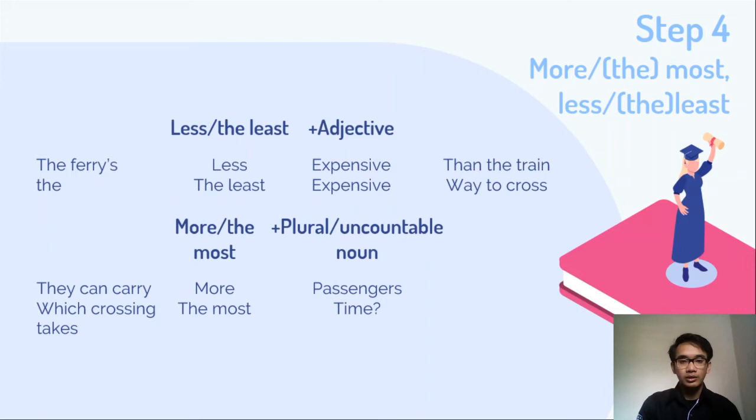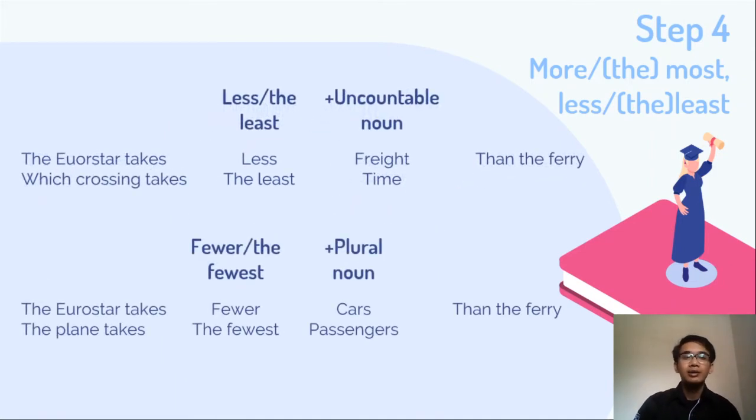Next, more or the most plus plural or uncountable noun. They can carry more passengers. Which crossing takes the most time? Next, less or the least plus uncountable noun. The Eurostar takes less freight than the ferry. What is Eurostar? When I searched in Google, Eurostar is like a fast train. Next, which crossing takes the least time?